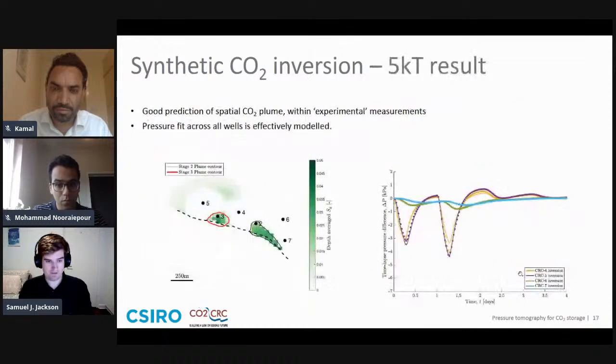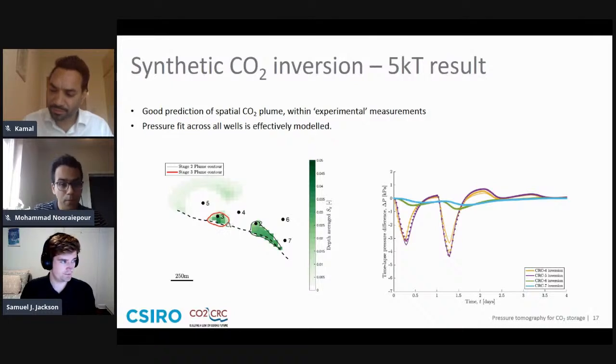So given that, we get the following results. On the left, I show the prediction of where the CO2 plume is. The green is the depth average saturation predicted from our inversion model. The red is the actual plume contour from Eclipse. So you see, we've placed most of the CO2 within the plume contour from the Eclipse simulation.